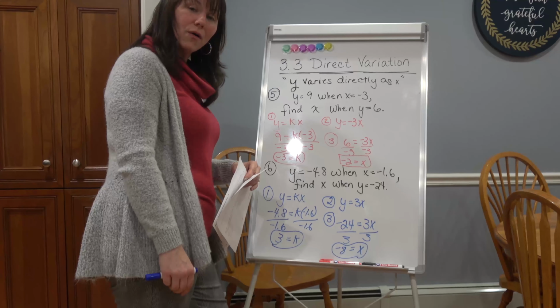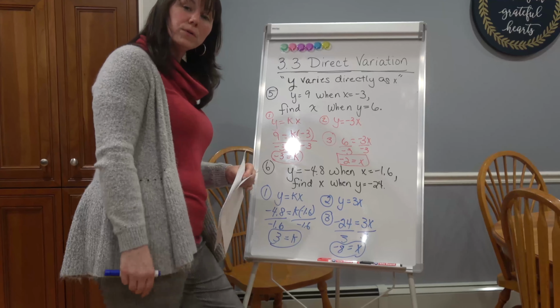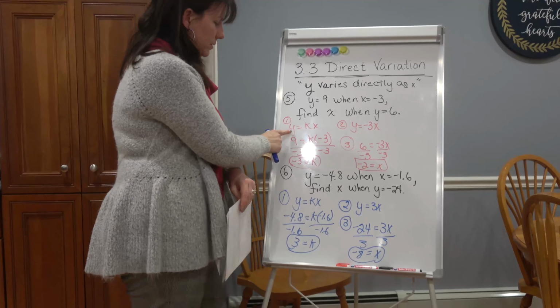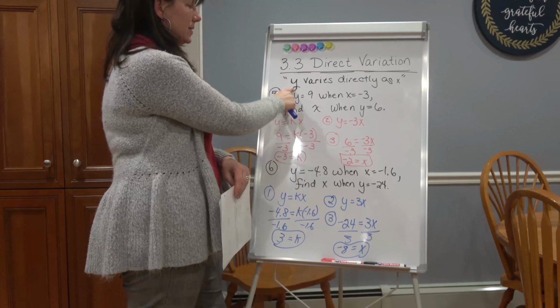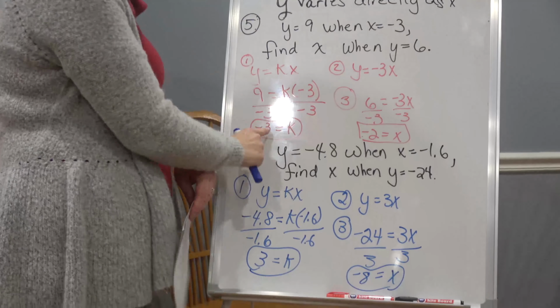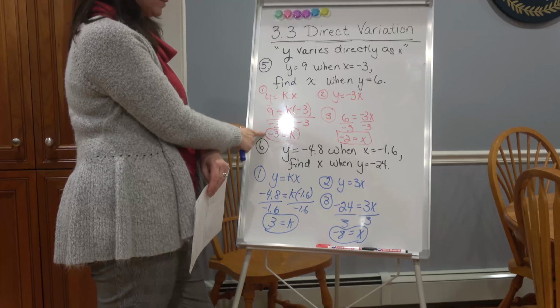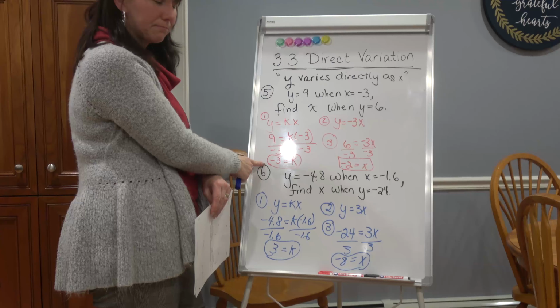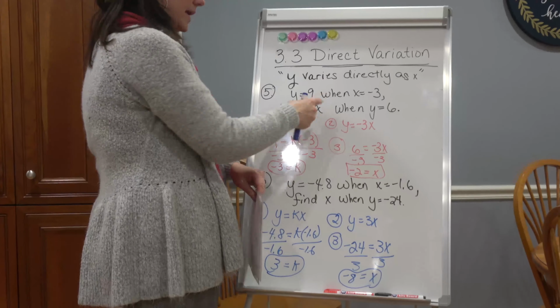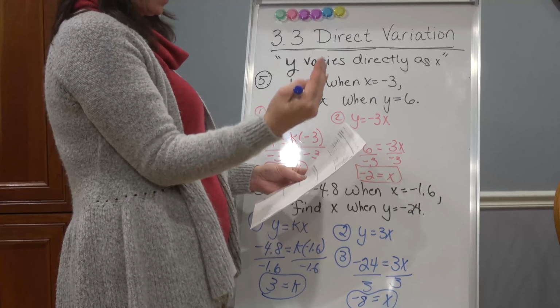All right, so folks, I hope you tried examples 5 and 6 on the note sheet. I want these notes to be complete so you can use them as a reference. When you did number 5, you had y equals kx because it says y varies directly as x. You substitute in x is -3, y is 9, and you solve to get k equals -3. So you have that equation.